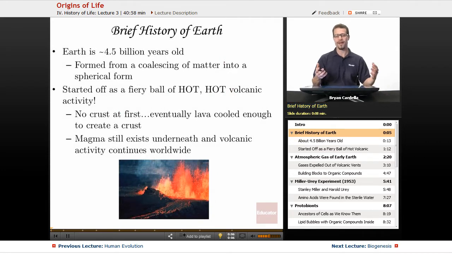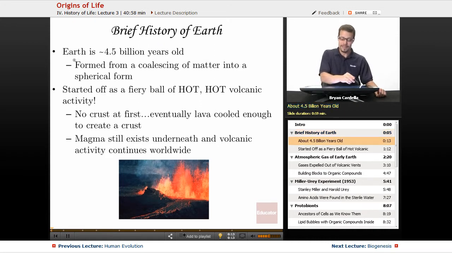So first we have to talk about where Earth came from, because that's where life as we know it exists. So, a brief history of Earth. It's about 4.5 billion years old, and I put an approximation symbol there because, depending on what source you look in, what textbook, some may say 4.45 or 4.48 or around that time. So about 4.5 billion years ago is the age of the Earth.